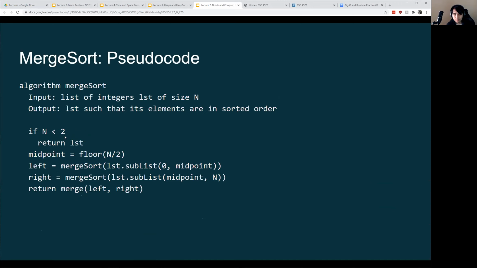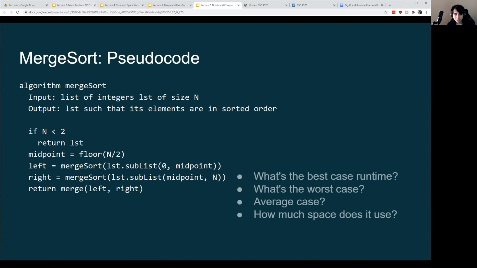We check to see if the list is small enough. If it's small enough, then we return the list itself. Otherwise, we find the midpoint, similar to how we did binary search before. And we try to create a left list and a right list by calling the sublist function here. And then call MergeSort on the left list and MergeSort on the right list. And then eventually, once they come back, we'll merge the left and the right.